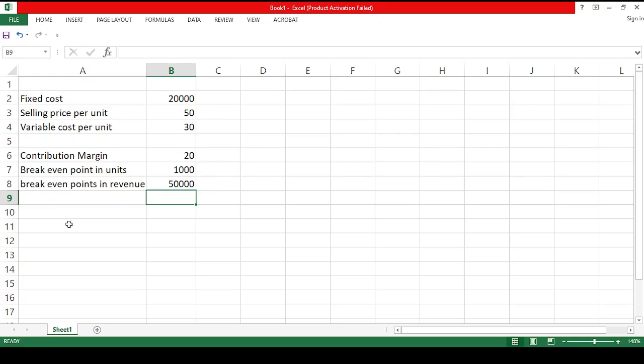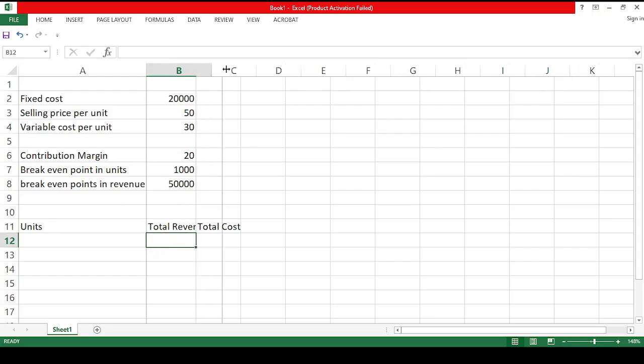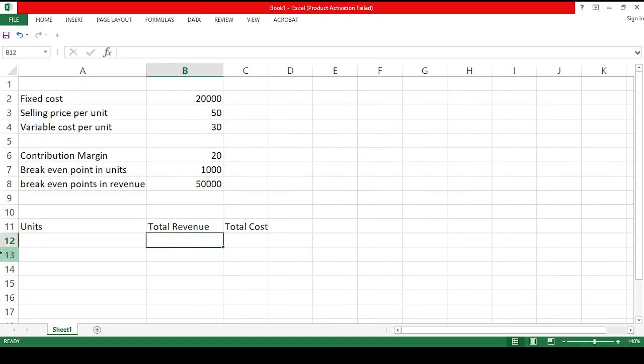But we need the data. Let's insert some data here. Let's say units, then total revenue, then total cost. Okay, total revenue, total cost. So let's assume starting units of 0.